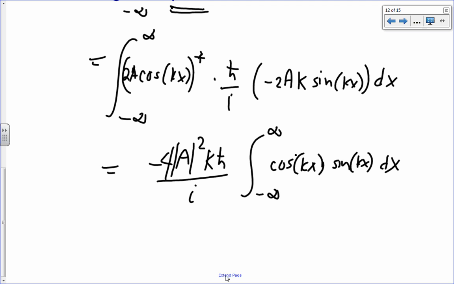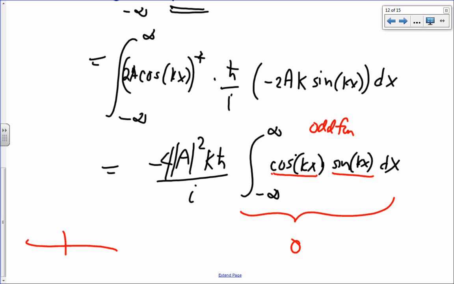What is this? This is an odd function between symmetric limits. This is just going to be 0, right? If this is an even function times an odd function, this whole thing is an odd function. Integral of an odd function over symmetric limits is just equal to 0. Okay, let me see if I can show you that visually.